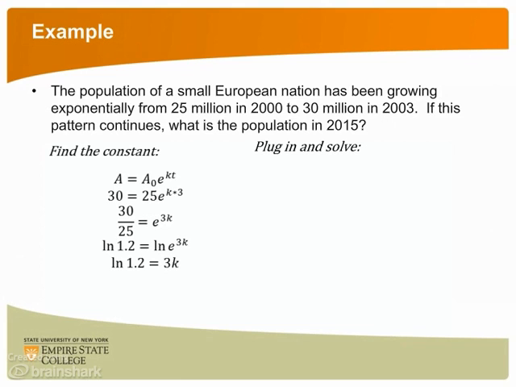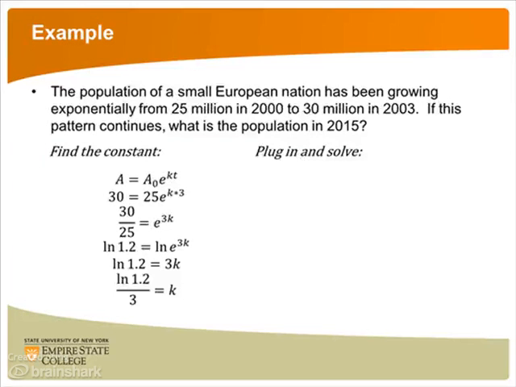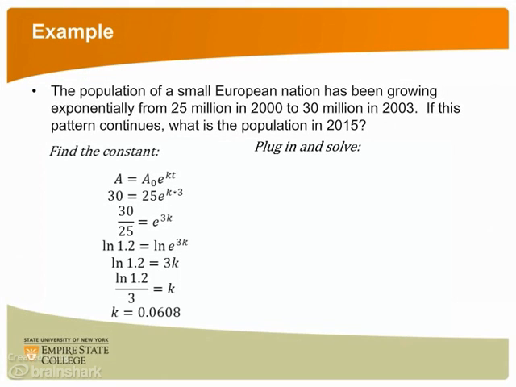3k. Divide both sides by the 3. Using a scientific calculator, we find that the natural logarithm of 1.2 divided by 3 equals 0.0608 when rounded to 3 significant digits. We have our official model. The ending amount equals 25 times e raised to the 0.0608 times t.